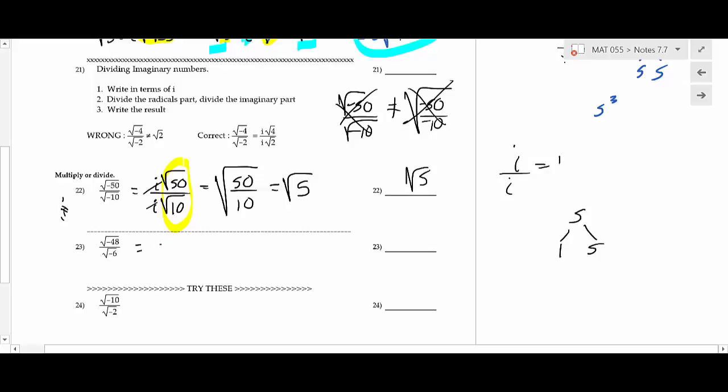Okay, so how do you start this one? What do you do at the numerator? I radical 48, and don't do anything different. How about the denominator? I radical 6. What happens to the i's? They cross out. That sounds weird. You cross out your i's.